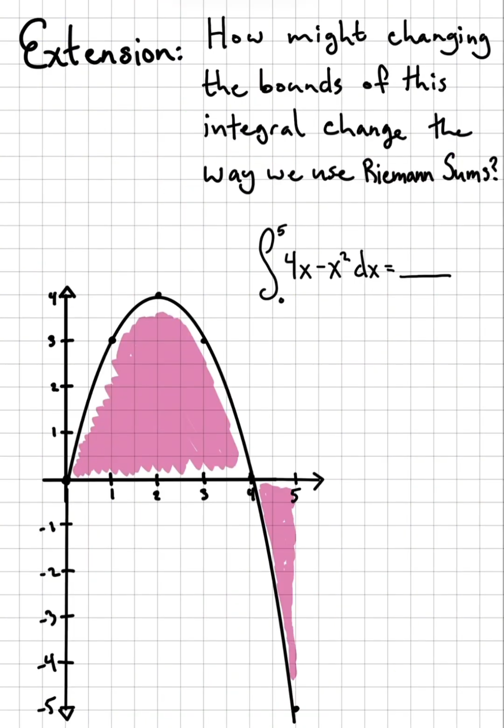Now, here's some food for thought. How do you think changing the bounds of the integral would change the way we use Riemann sums? The difference here is now that we're going from 0 to 5, this little piece goes into the negatives. How do you think that would change the way we build our rectangles? That's all for today. Hope you enjoyed learning about Riemann sums.